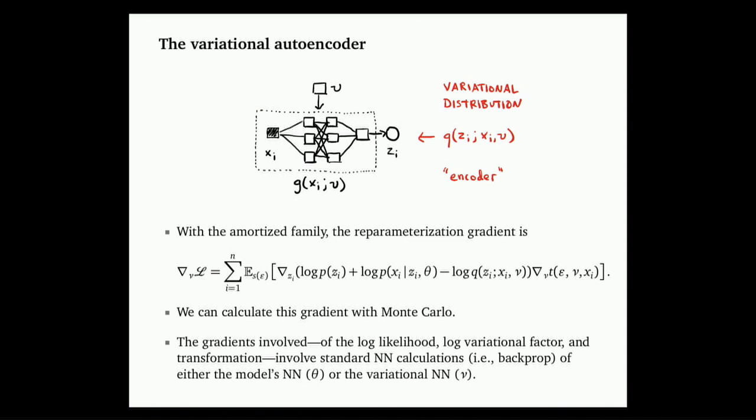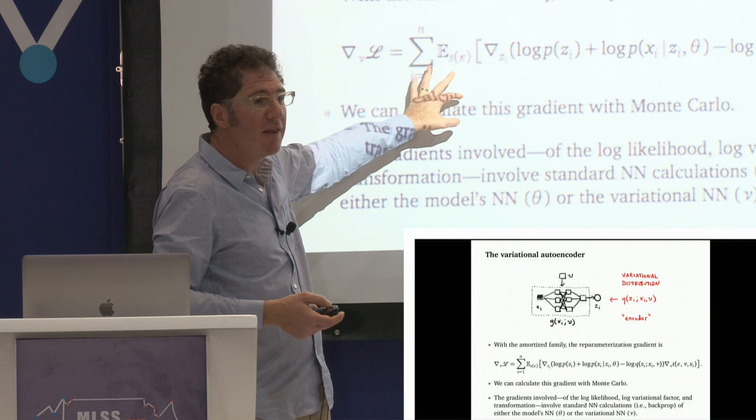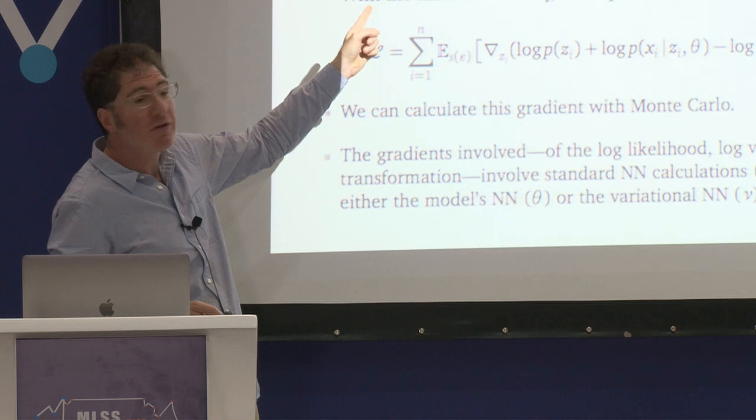Okay, so we can fit the variational parameters with the reparameterization gradient in this amortized objective. Now, what about the model? Remember, here's the variational distribution, here's the model. There's two things at play.